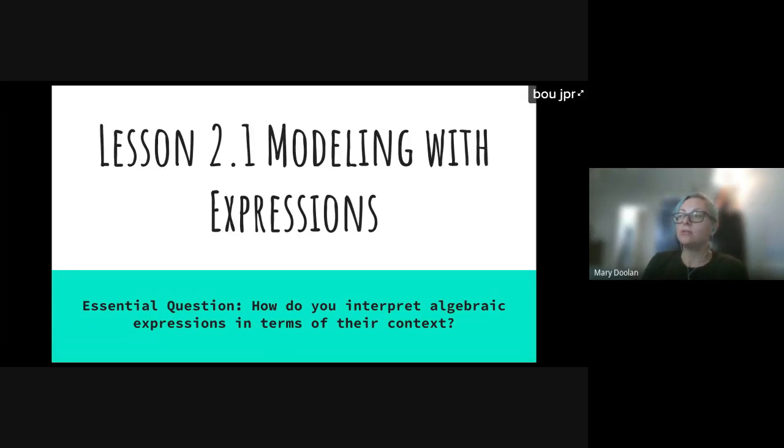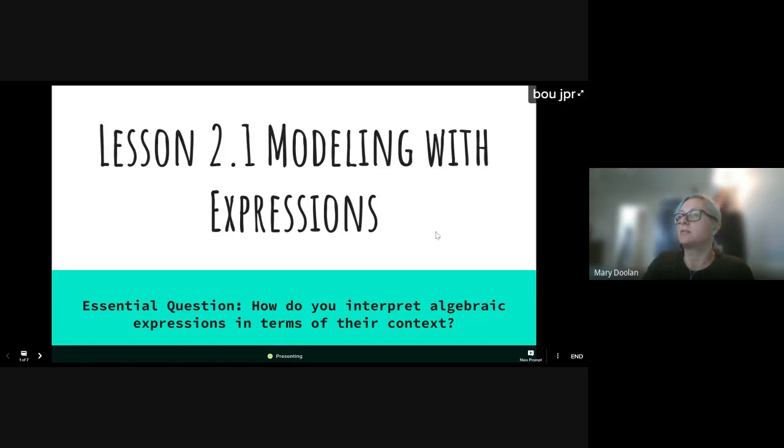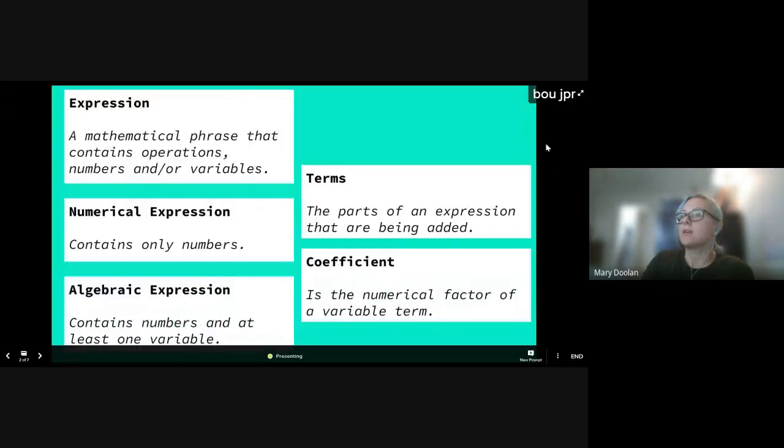Your EQ: how do you interpret algebraic expressions in terms of their context? All right, so this one is only 7 slides. And so we're going to look at some of the vocabulary first.